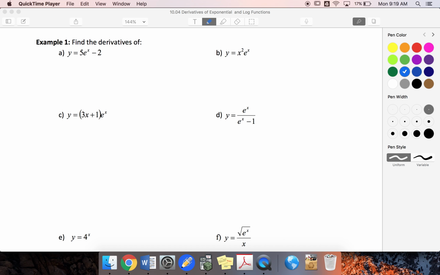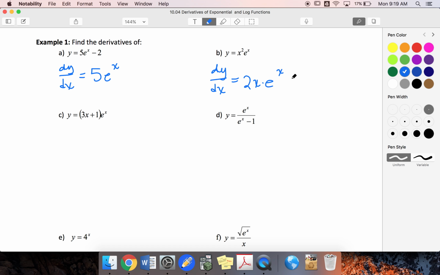All right, let's apply what we've just learned. So the derivative of 5e to the x is just going to be 5e to the x. The derivative of 2 is 0. I've got some product rule here, so derivative of the first, 2x, times e to the x, plus, that stays the same, derivative of e to the x is just e to the x.